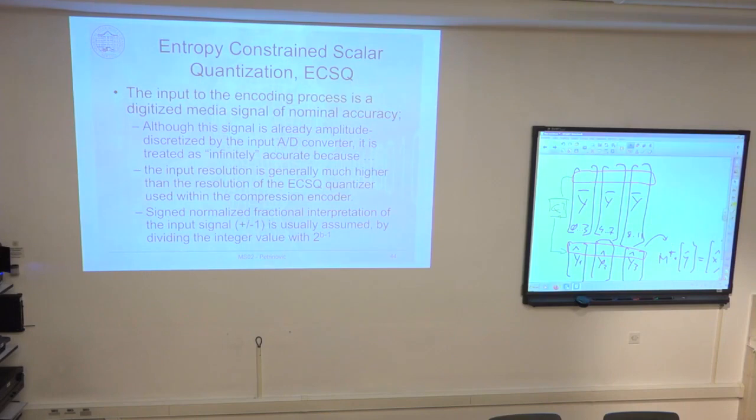So if I have a large step size, I will introduce a large error, low SNR value, okay? But nevertheless, I will have much less entropy if the delta is large, okay? So the input resolution is much higher than the resolution of this entropy constrained scalar quantizer that is used in the context of compression. And typically we would use signed representation. So let's say that it is normalized to plus minus 1, and it corresponds to the range minus 128 to 127 for the 7-bit case.